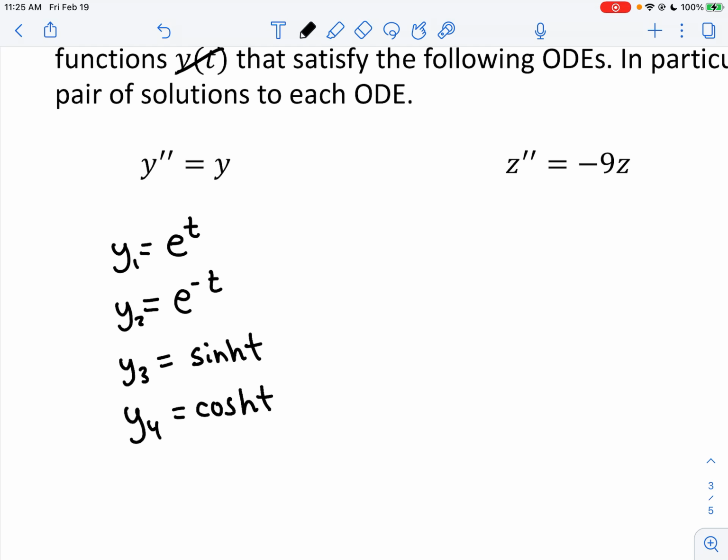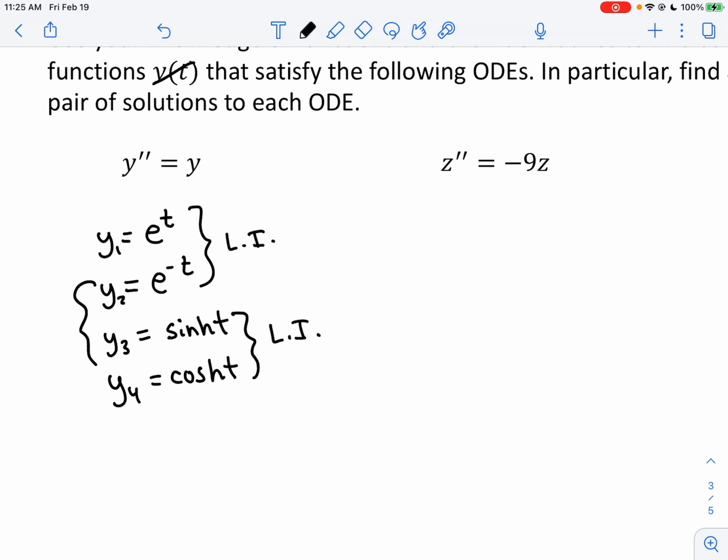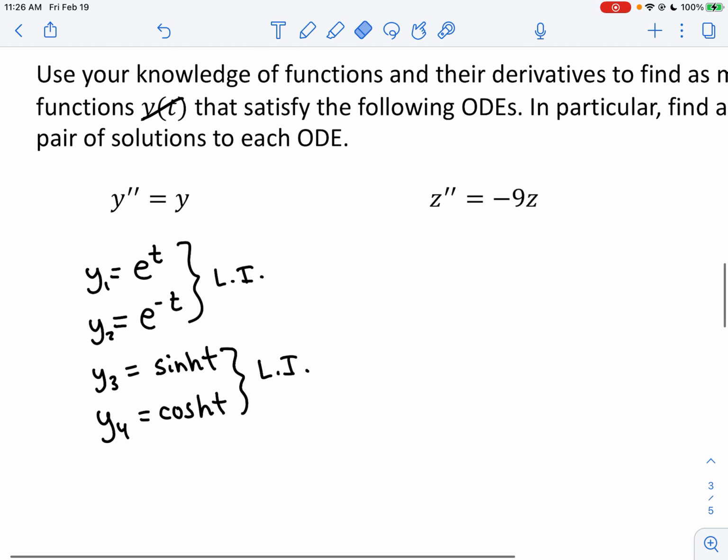And we just wanted to find any pair of these that are linearly independent. So let's go with this pair right here. We've already verified that that's linearly independent. But you can also show that this pair here is linearly independent. In fact, you could show that any pairing, this pair too, is also linearly independent. That can be shown to be true. So pretty much any pair from the four of these could be used to form a linearly independent set of solutions.